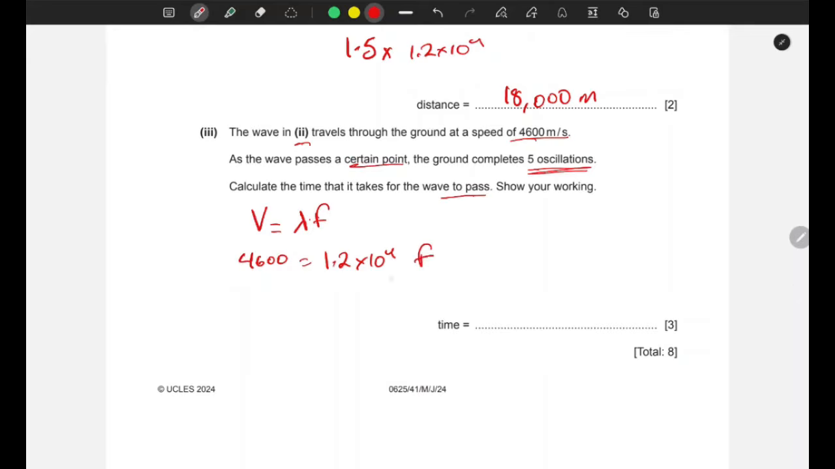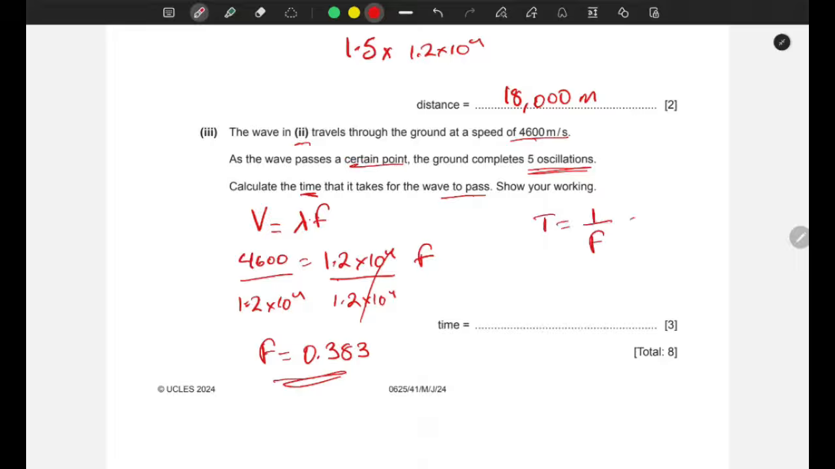And then we have the frequency. So to find the frequency, we divide both sides by 1.2 times 10 to the power 4. So that would give us frequency is equal to 0.383. So that's our frequency, but we're asked to calculate the time. So time is equal to 1 over frequency, which is 1 over 0.383. So that would give us 2.6 seconds.